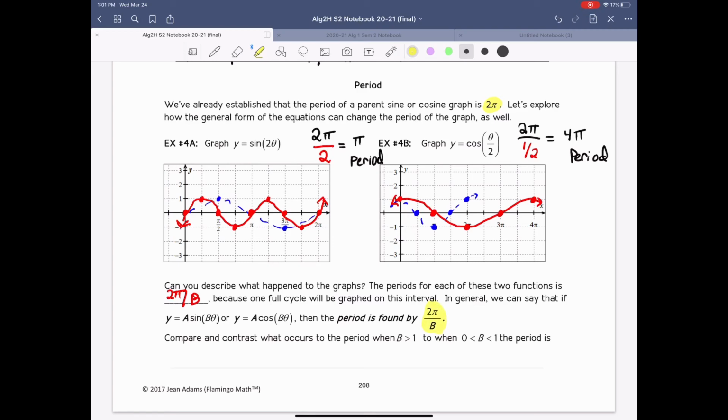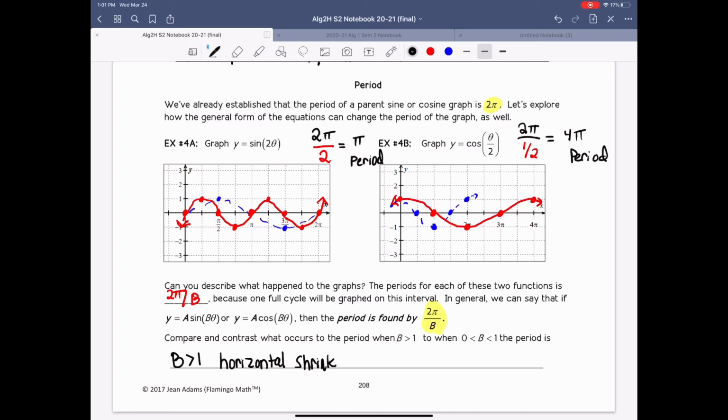So now the last thing we've got to do here is compare and contrast what occurs to the period when b is greater than 1 versus what happens when b is between 0 and 1. So let's go ahead and break those down one at a time. If b is greater than 1, which we saw for the first example, that means we have a horizontal shrink. Or in other words, we're condensing that period. So we have to go through cycles of this graph faster.